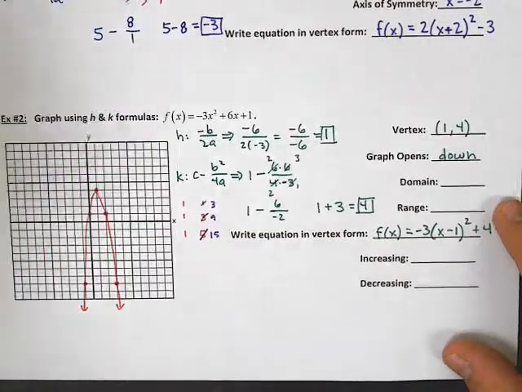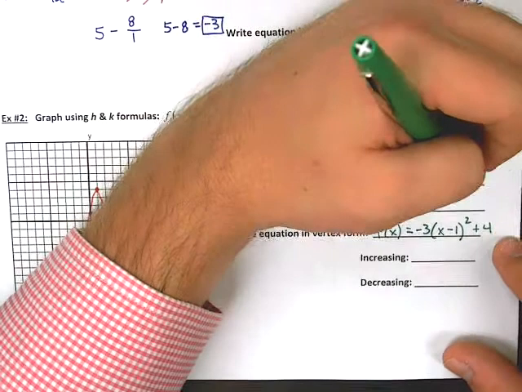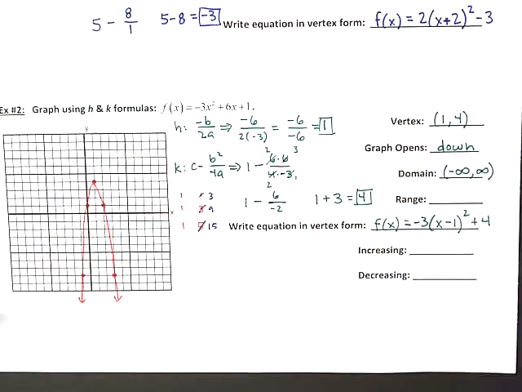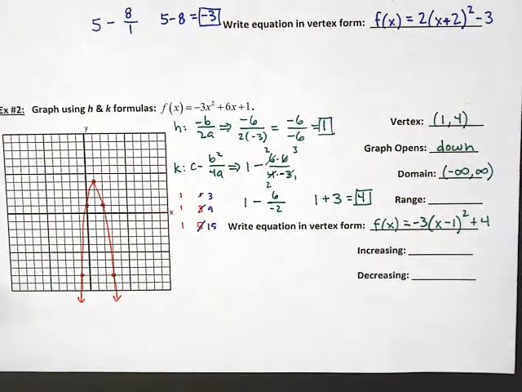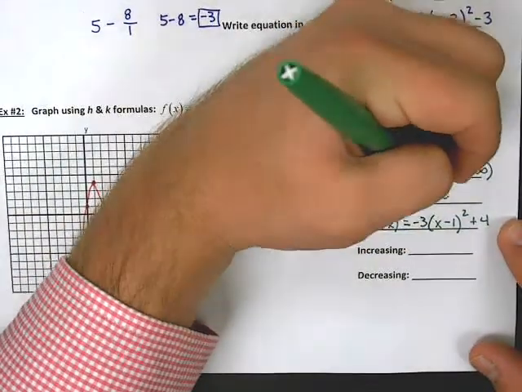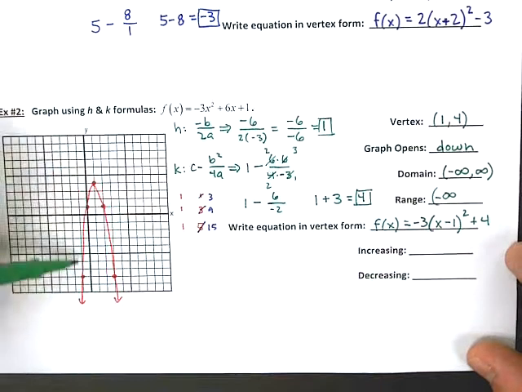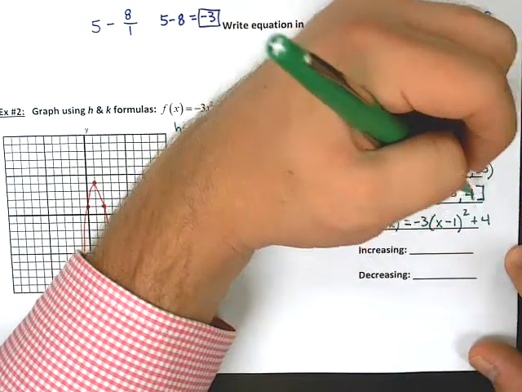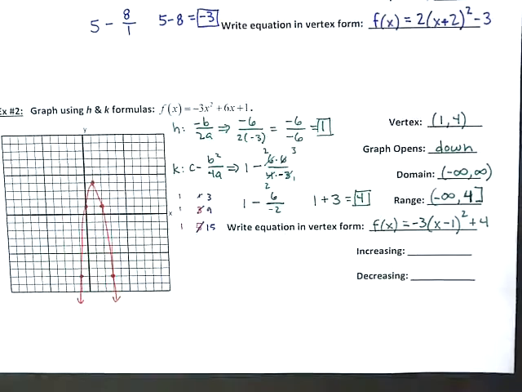Okay, and now let's take a look at domain and range. Domain, nice and easy, right? It goes forever in both directions. That should be like that for all parabolas that open up or down. Range, well, we know we're starting at negative infinity, and then we're going up, up, up, up to 4. That's our highest point, and we bracket it. Okay?